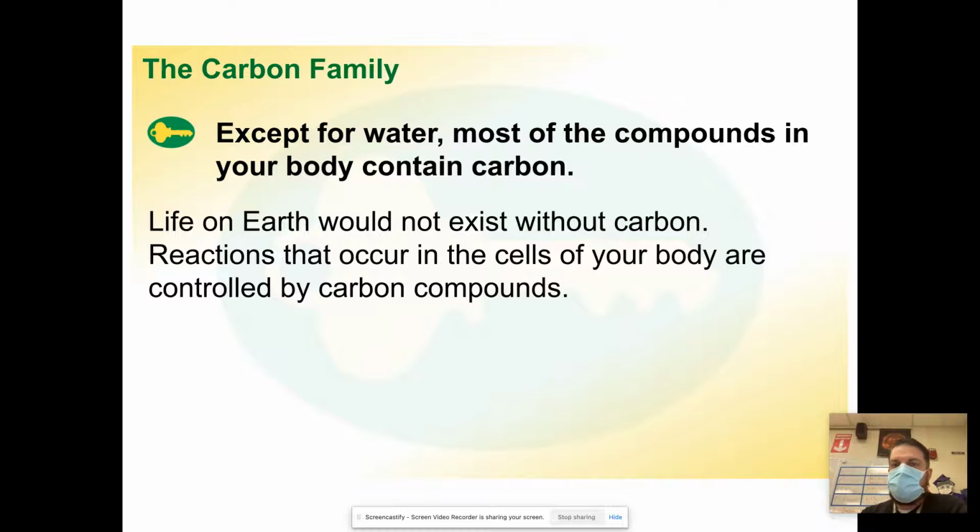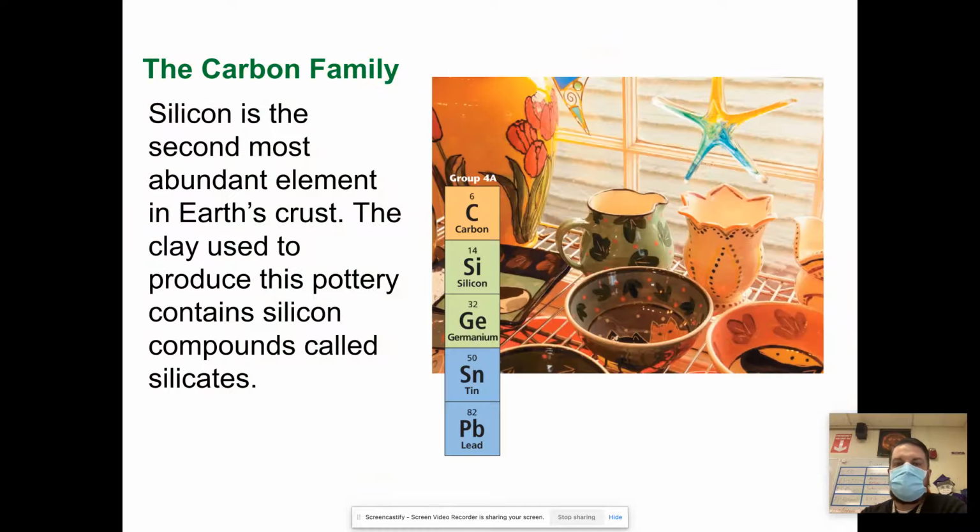Except for water, most of the compounds in your body contain carbon. We're carbon-based creatures. That's why you always hear people talk about carbon-based life forms on Earth and stuff like that. Or organic is another word that they use a lot. Here's all the carbons. Group 4A.